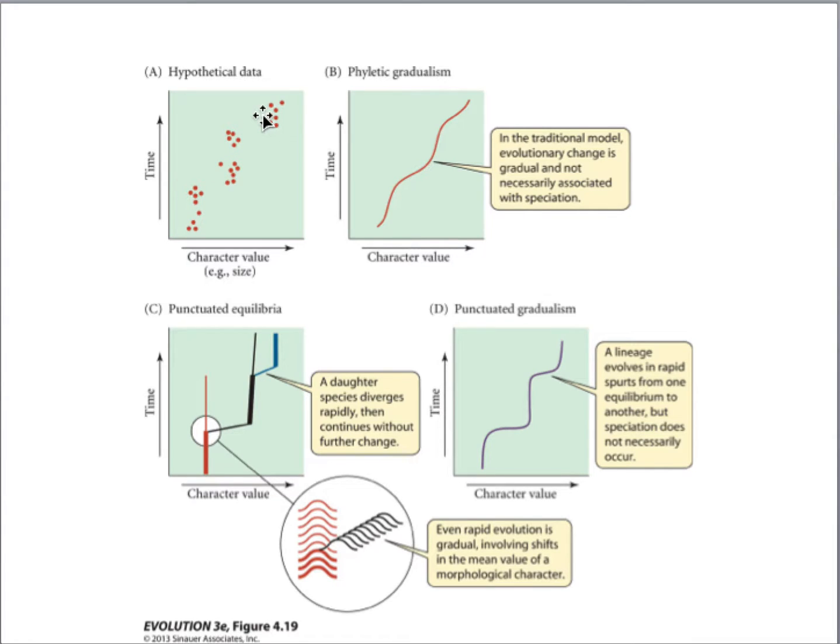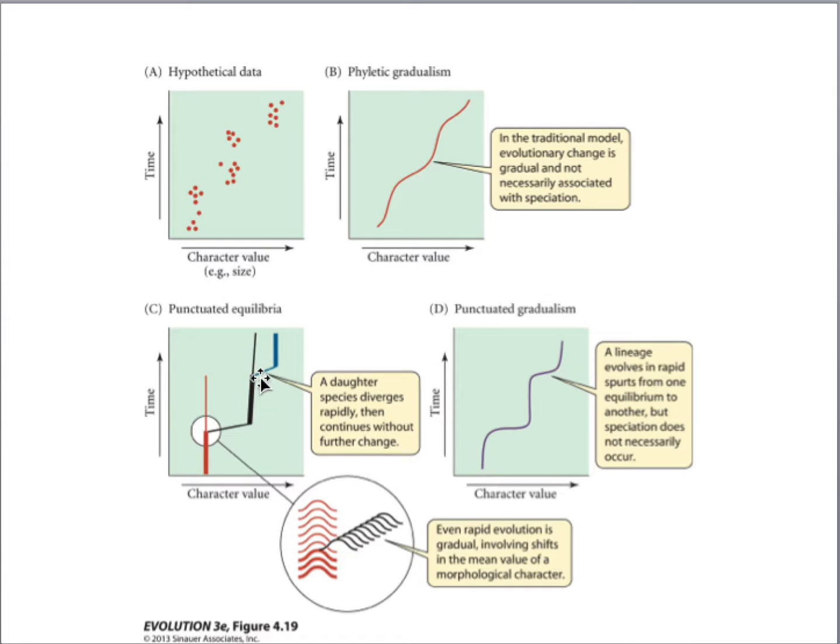So let's take a look at B here, and you can see that increase is happening over time, but that pattern is kind of gradual, right? And it doesn't tell you on here where a new species forms. It just basically says no new species is forming. There's change, but it's all within the same species. And that we call phyletic gradualism. So gradualism makes sense there.